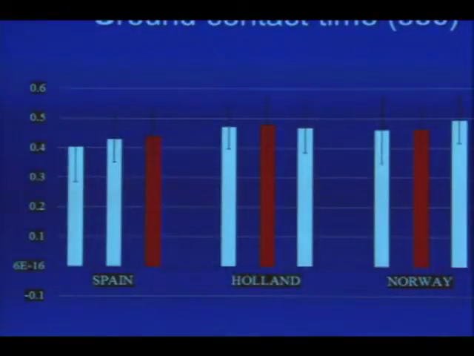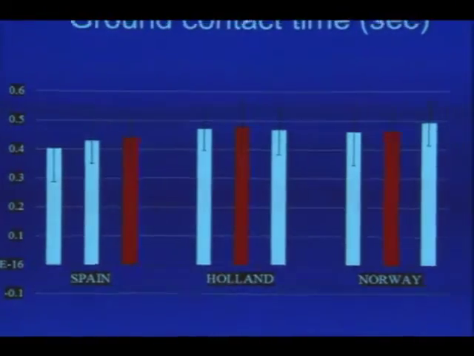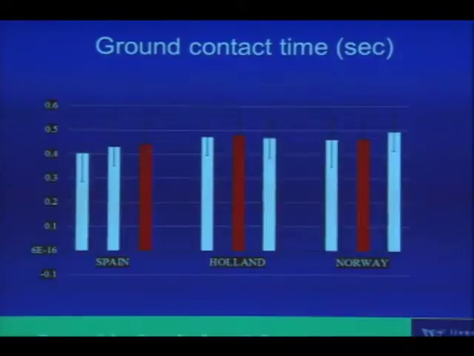If you look at ground contact time, which was about 0.45 of a second, there was a tendency for slightly faster contact times in Spain, probably because the surface was just slightly harder and it was the first surface they were being tested on, I'm not sure, but still non-significant. The red columns are the football turf or artificial turf conditions.